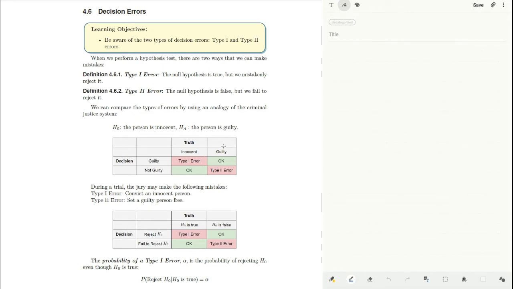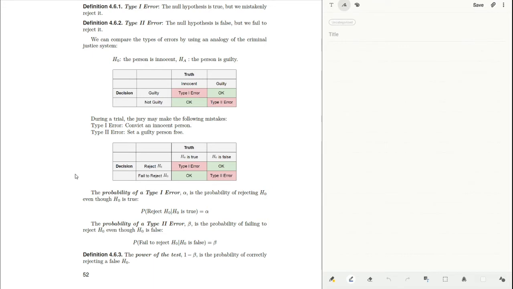But if the defendant was truly guilty and the jury's decision is that the defendant is not guilty, then this is a type 2 error. So we failed to reject the null hypothesis even though it was actually false. The decision was that the defendant is not guilty, but in fact, the defendant was guilty. So this is a type 2 error. So during a trial, a type 1 error occurs when we convict an innocent person, and a type 2 error occurs when we set a guilty person free.